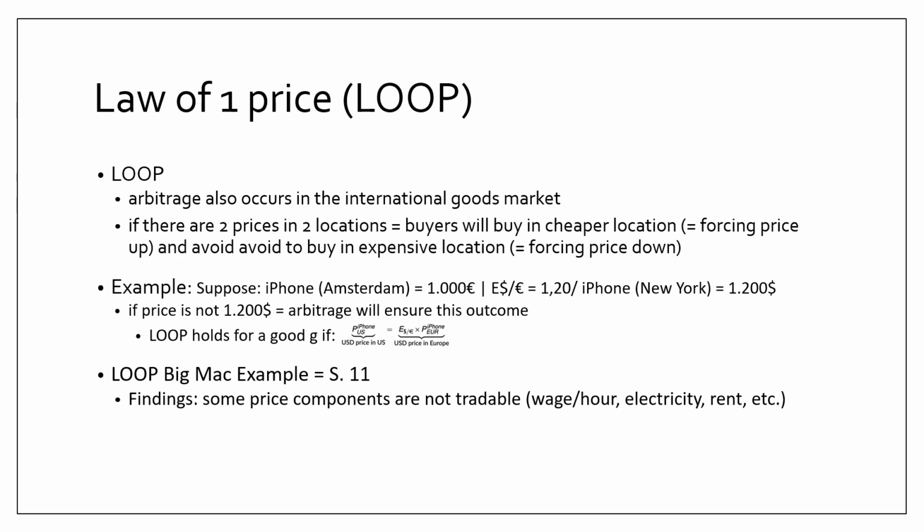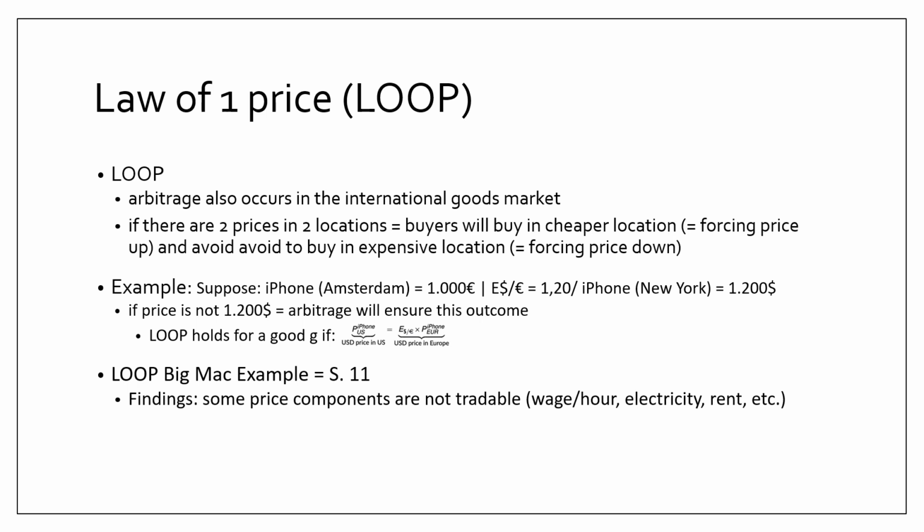Under certain conditions, tradable goods sold in the different locations must sell for the same price when expressed in a common currency. The conditions are an absence of trade frictions like transport costs and tariffs, and competitive markets such that supply and demand determine prices. We will skip the examples and the calculations and will take a look at the findings and why the Big Mac experiment failed.